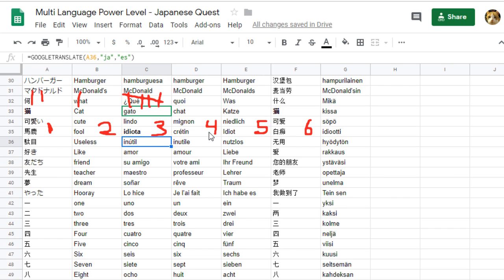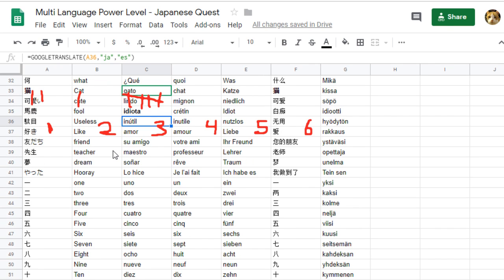Let's try another one. Let's try love. Or no, it's just like. Like works. Like, love, it kind of means both in Japanese, right? So let's erase the votes. So this time the vote is for like or love. Ski in Japanese. Like in English.